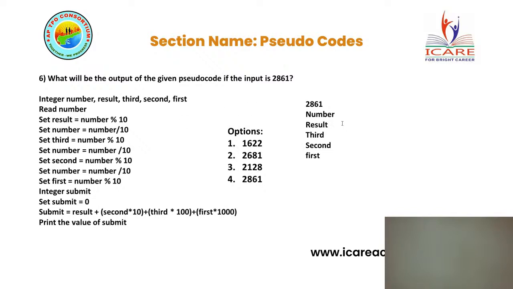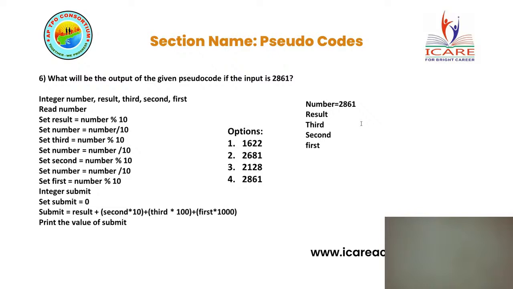Read number means we are reading the input. Here we are reading the input 2861, so that 2861 is stored in number. In number we have the value 2861. Set result is equal to number modulo 10. Here we get the word set. Set means updating the value, or keeping the value in the particular variable. So set result equal to number modulo 10.